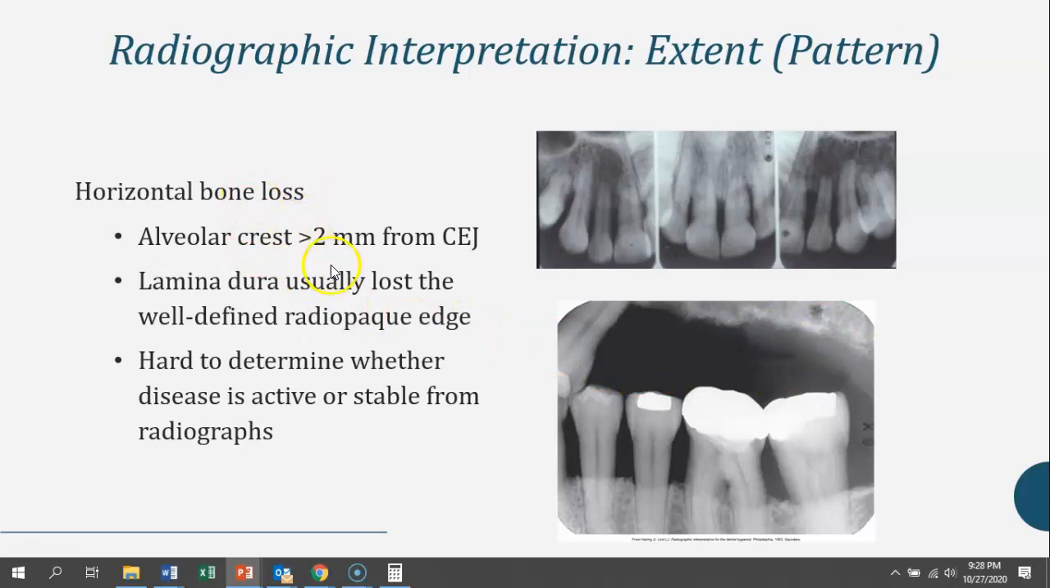So horizontal bone loss, the alveolar crest is about 2 millimeters or less from the CEJ. That's what we want to see. Lamina dura usually lost the well-defined radiopaque edge. So in disease, we usually start to lose that lamina dura. You can see that it's just not really apparent. I mean, you can maybe see a smidge of something here, but we've lost that well-defined radiopaque edge. It's hard to determine whether disease is active or stable from the radiographs. We said that already. We don't know if this is old bone loss that happened a decade ago and they've been stable ever since, or if they're actively losing bone.